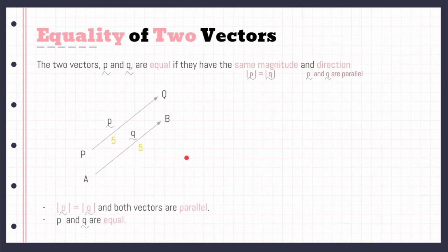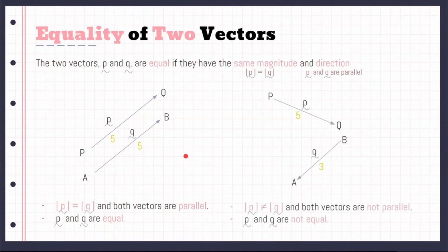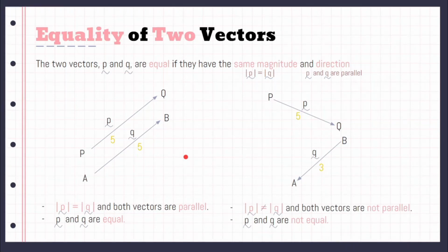In this scenario, we can see that the absolute value of P is equal to the absolute value of Q, and both the vectors are parallel. Hence, P and Q are equal. In this second scenario, we can see that the absolute value of P is not equal to the absolute value of Q, and both the vectors are not parallel. Hence, P and Q are not equal.